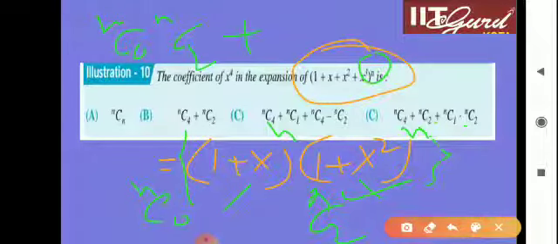and plus, and then after, if you go for the coefficient of x square from here, this one in the first term, so the coefficient of x square in the first term, and from here you have to catch the coefficient of x square in the second term also.